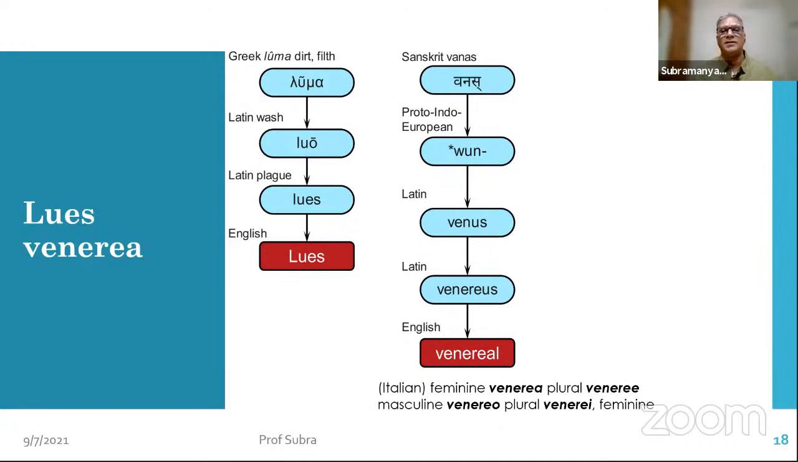The other word, venereal, surprisingly has its origin in a Sanskrit word, vanas, which means desire. Probably this word is responsible for the Latin word Venus, and from there the word venereus and the English word venereal. Venus is considered to be the goddess of desire. So probably the term venereal has been used because syphilis is most often transmitted because of sexual desires. So there is a reason why the term venereal is used.